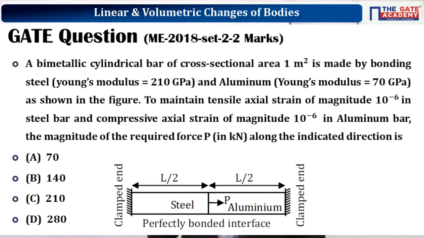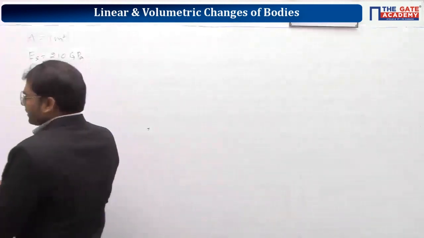Try from your side, everyone. In this question, they have given that a bimetallic cylindrical bar of cross-sectional area 1 meter square is made by bonding steel of Young's modulus 210 gigapascal and aluminium of 70 gigapascal.